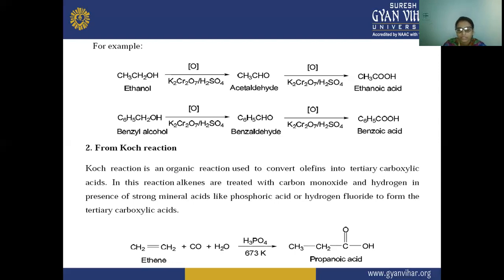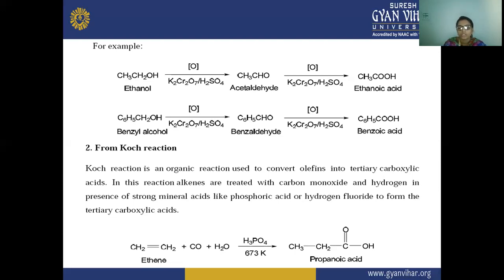And here you can see in the reaction that this ethene is an alkene or olefin, and it is reacting in the presence of carbon monoxide, H2O means water, and H3PO4, that is your phosphoric acid, a strong mineral acid, at a pressure and a temperature of 673 K. So here pressure is applied. After that there is the formation of this tertiary carboxylic acid. So this tertiary carboxylic acid is formed here from this Koch reaction.